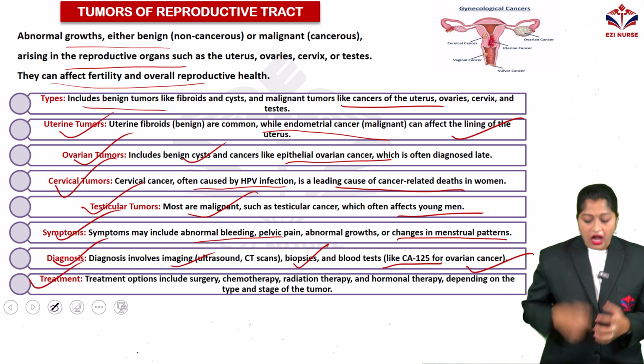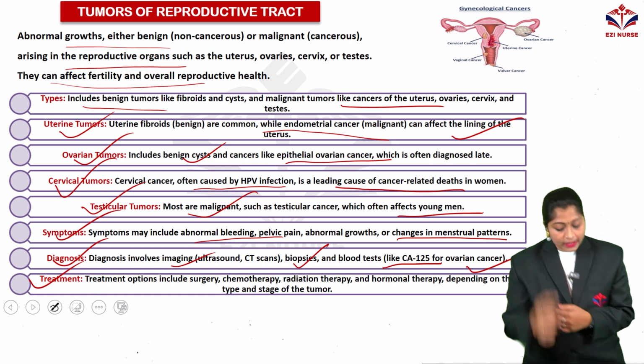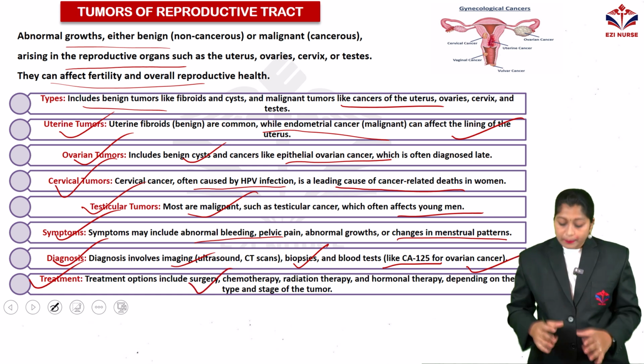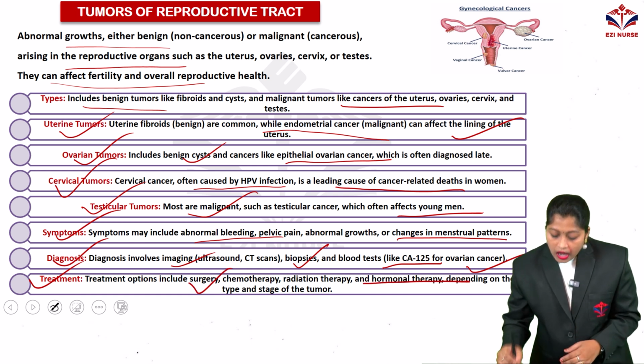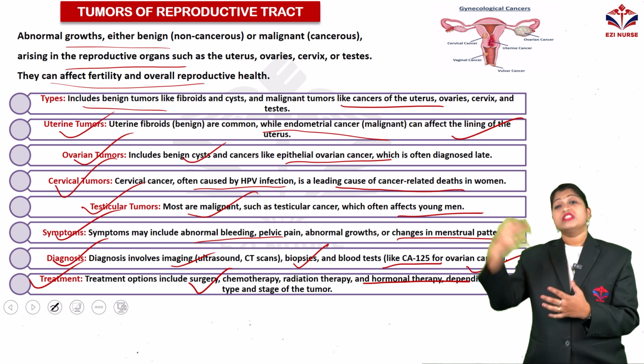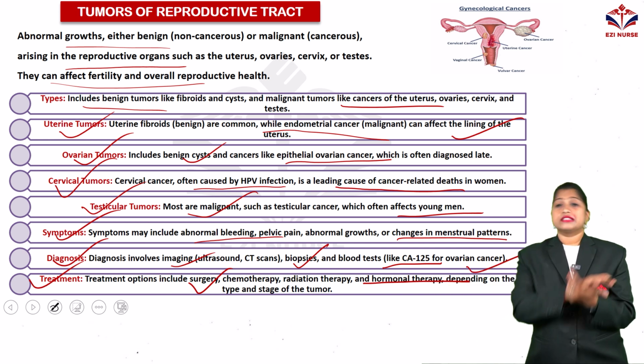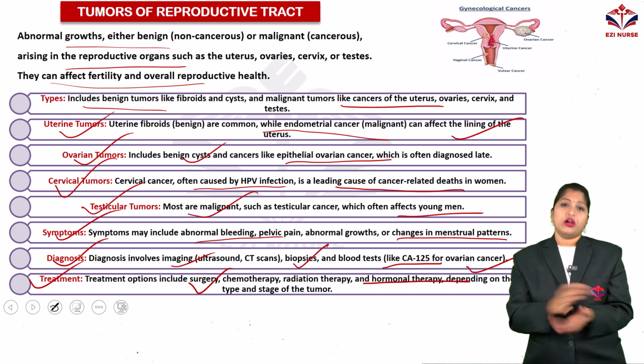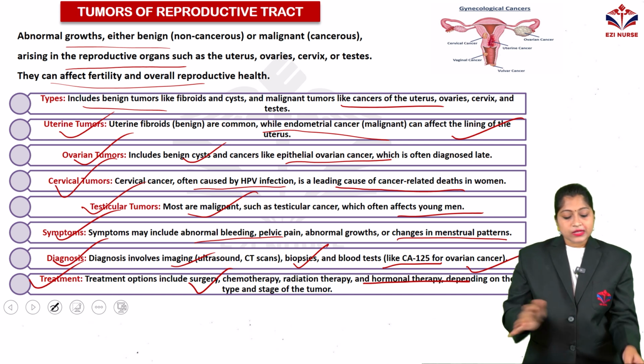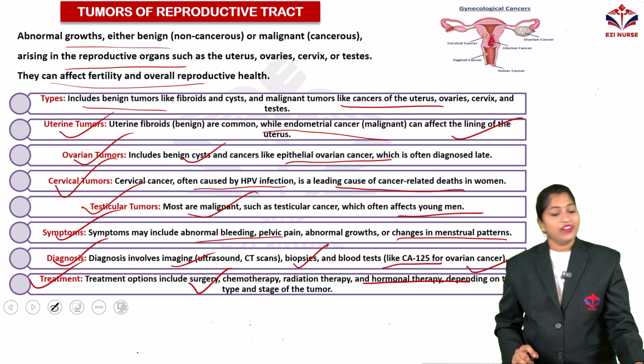Next is treatment. How do you treat this? The treatment options include surgery, chemotherapy, radiation therapy, and hormonal therapy, depending upon the stage of the cancer and the type of cancer. Is it malignant or non-malignant? So this was about the tumors of the reproductive tract.